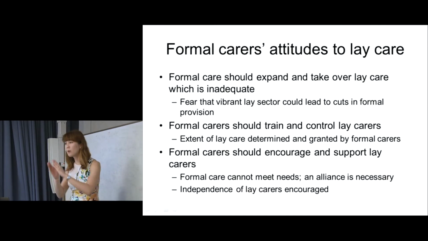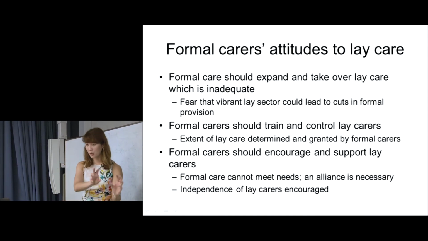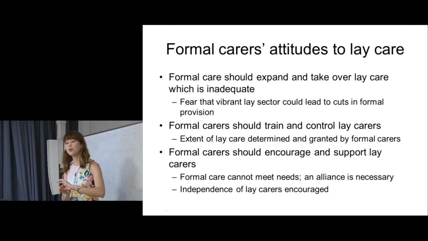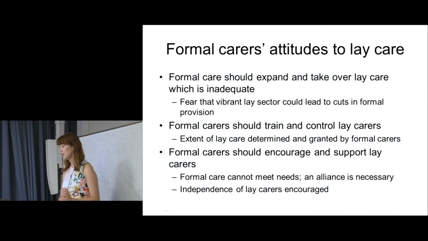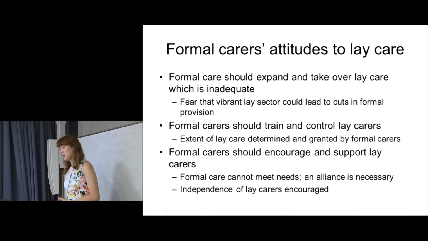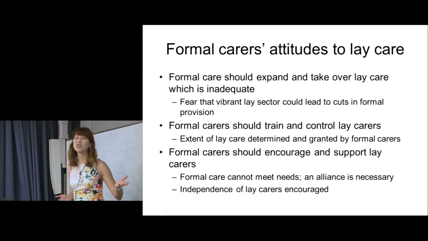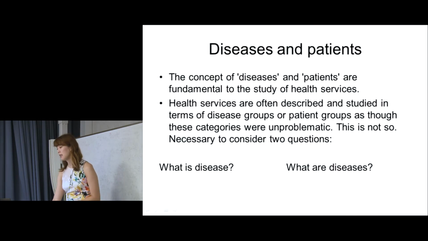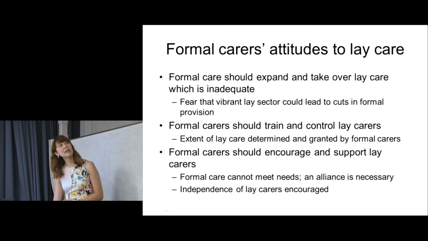Some think formal care should train and control lay care. Oh, no, we must give them a system, teach them how to do it, train them, and then have them under our control, and then they can be granted and give care. Yes, you can give that drug there. Yeah, that's the way you do it, kind of. So much more control. And really, at the other end is that formal care should encourage a vibrant and supported lay care. They should be allowed to flourish and be supported to help because we actually cannot meet all those needs. And it's important to have an alliance. It should be supported, it should be encouraged, and independence encouraged. So there are different perspectives on how we should deal with this.